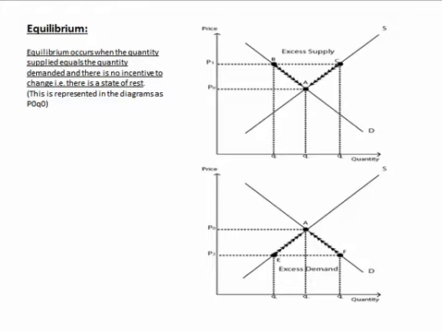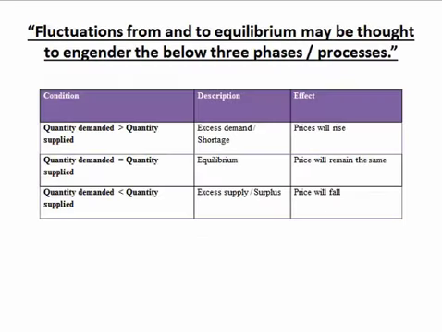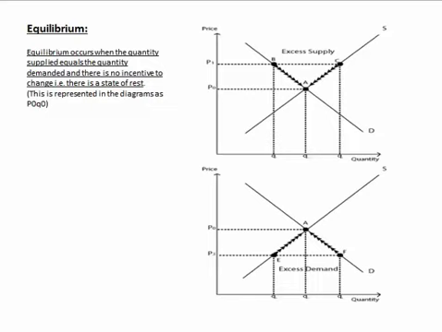Fluctuations to and from equilibrium may be thought to engender three phases or processes. Firstly, quantity demanded is greater than quantity supplied. There is excess demand or a shortage, and the effect is that prices will rise. If we cast our gaze back, that would be the situation from point F to point A, where there is excess demand, insufficient supply, and eventually, through the correction of the market mechanism, we're back at point A.